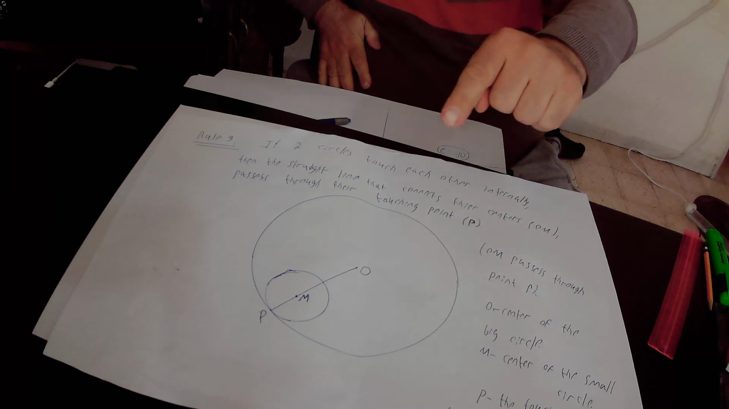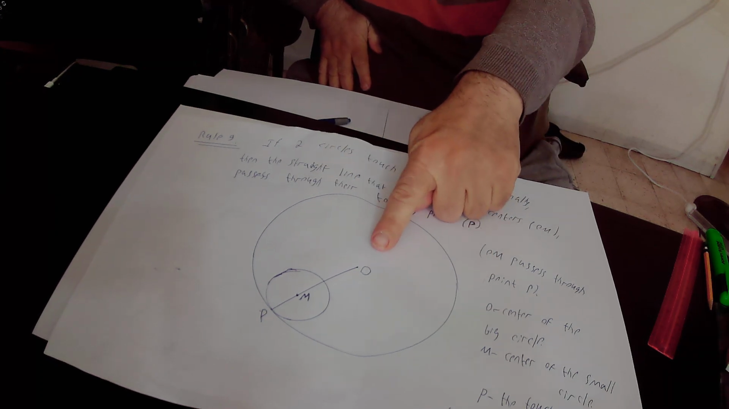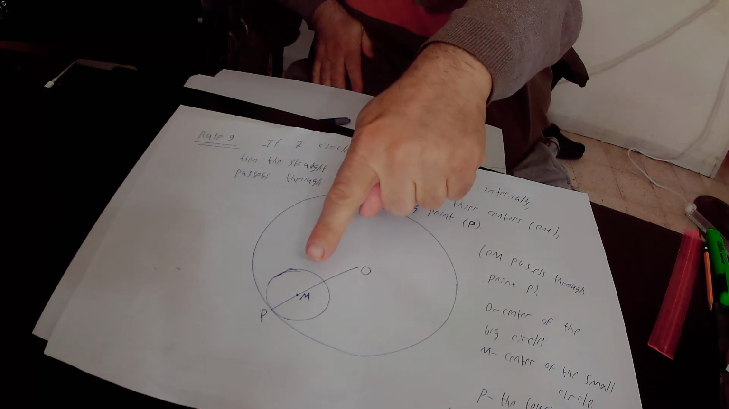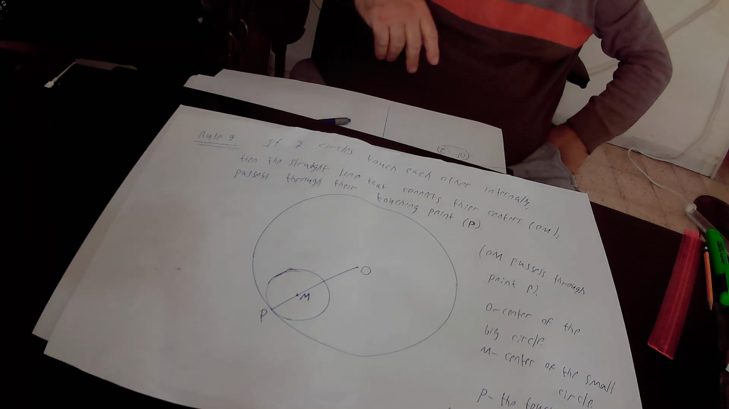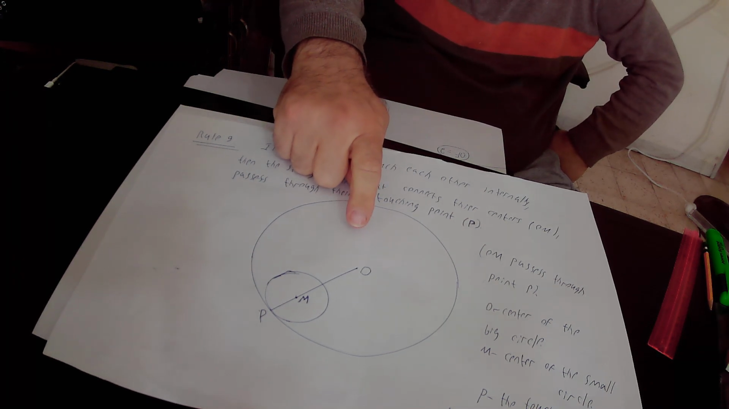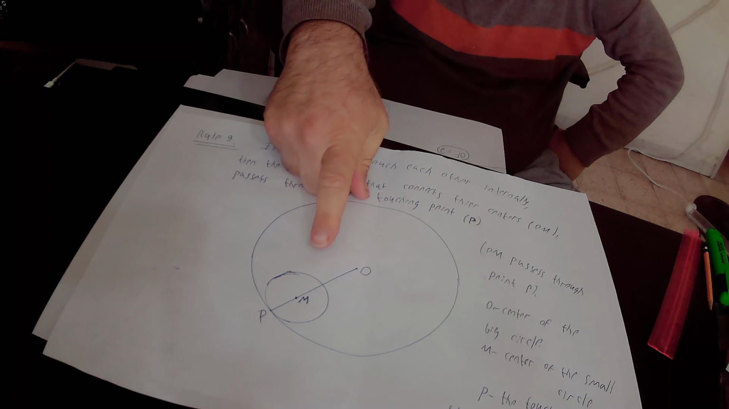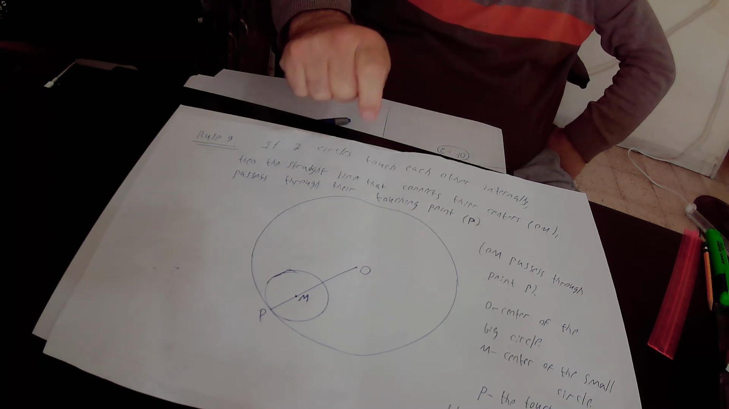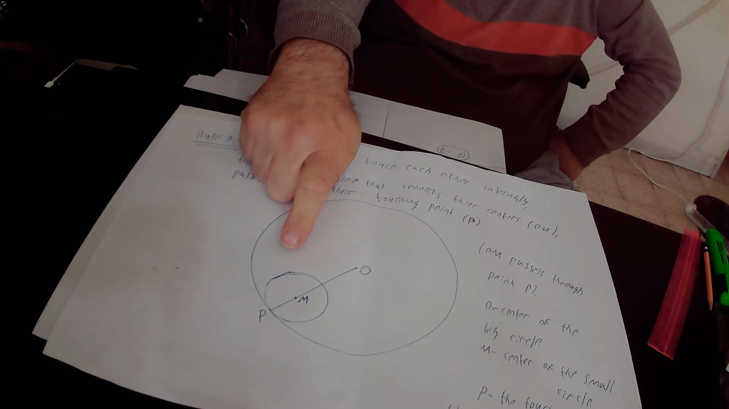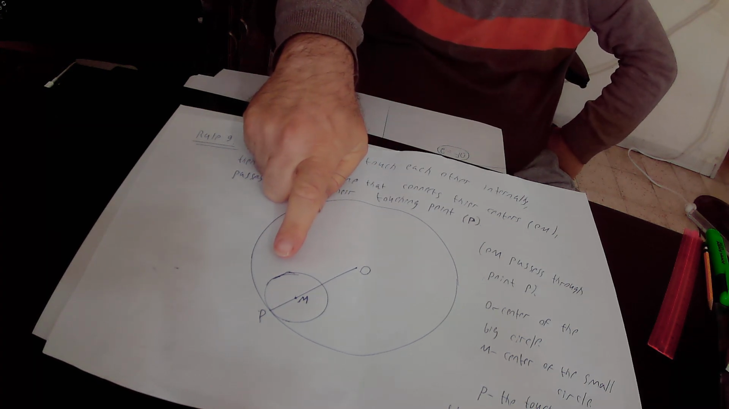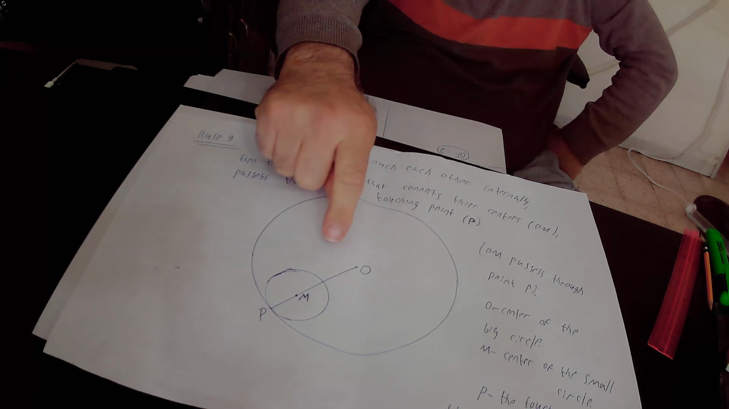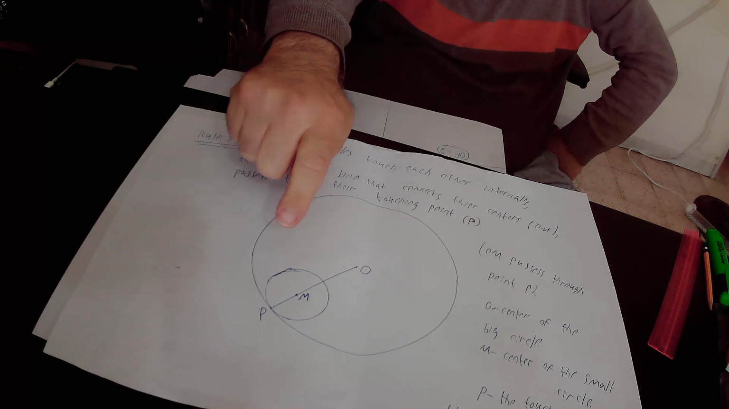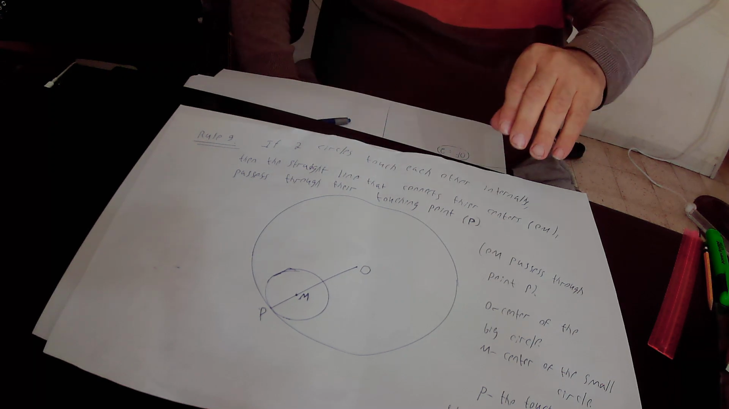The center of the big circle is at point O, the center of this small circle is at point M, and the straight line that connects their centers together is the straight line OM. And according to this rule 9, the straight line OM must pass through point P, that is their touching point. That is to say, OMP is one straight line.